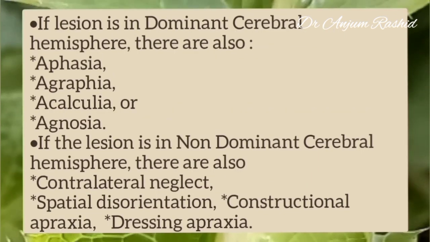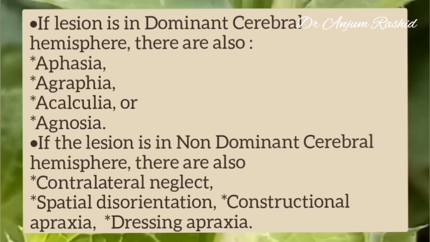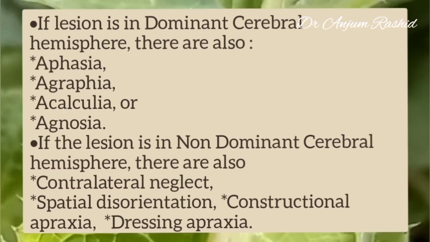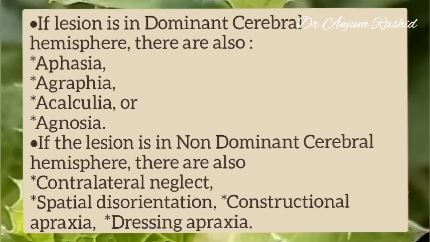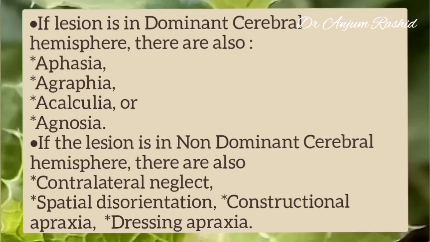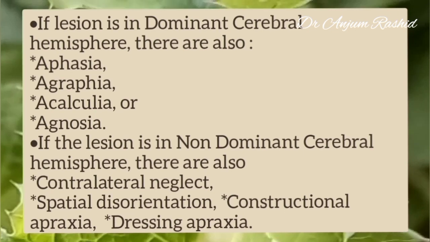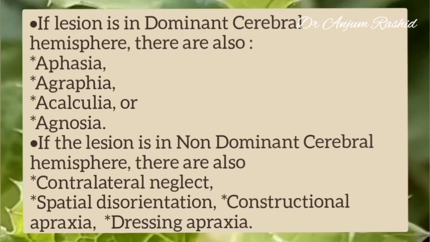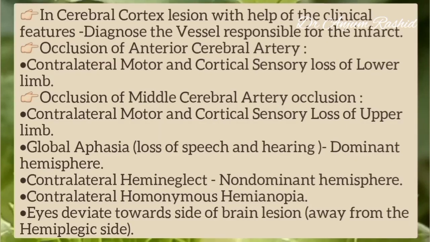Now if the lesion is in dominant cerebral hemisphere, there are also aphasia, agraphia, acalculia or agnosia. And if the lesion is in non-dominant cerebral hemisphere, there are also contralateral neglect, spatial disorientation, constructional apraxia or dressing apraxia.